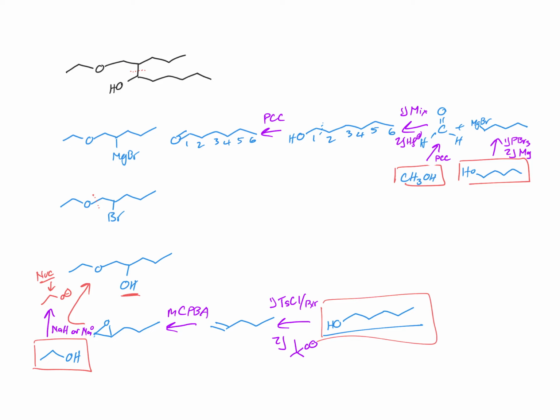So I will mix my epoxide with the alkoxide, and then I'm going to add some acid as the second step to protonate my alcohol. Then I can turn my alcohol into the bromine with PBr3 and magnesium, and then I can mix these two together and follow that up with H3O+. So that is one possible strategy.